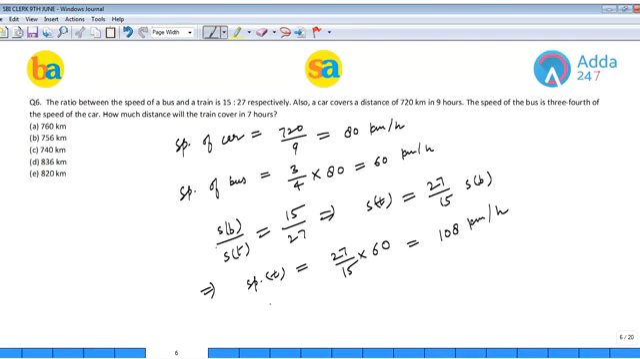Therefore, distance traveled by train in 7 hours will be equal to 108, that is the speed, into 7, that is the time. So that will be equal to 756 kilometers. So the correct option is B.